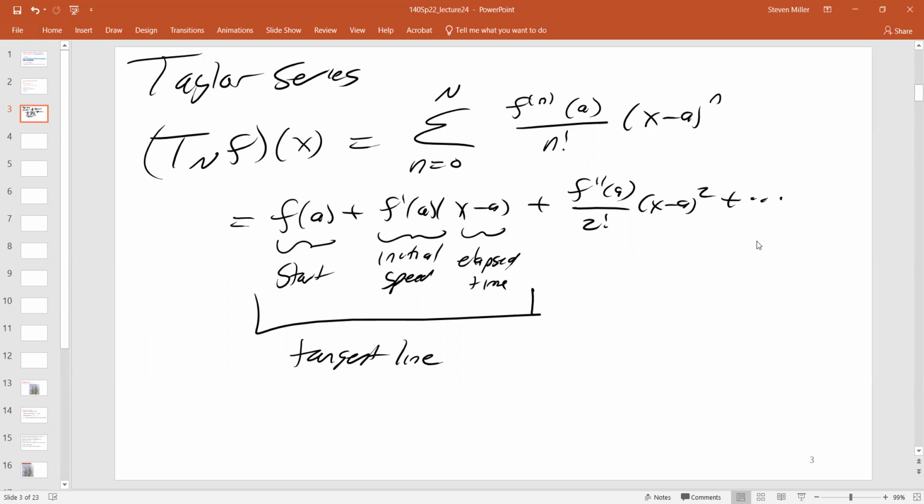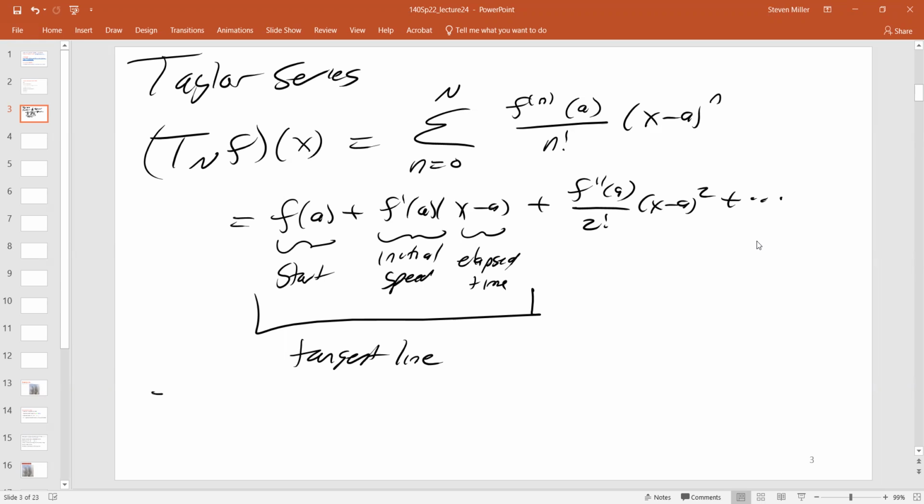And what we're doing by adding the additional terms is rather than just using my instantaneous speed and assuming that the speed is constant throughout all eternity, we're saying, well, let's take into account the fact that we know the speed is changing. So the next thing we can do is look at the acceleration, and so on and so on.